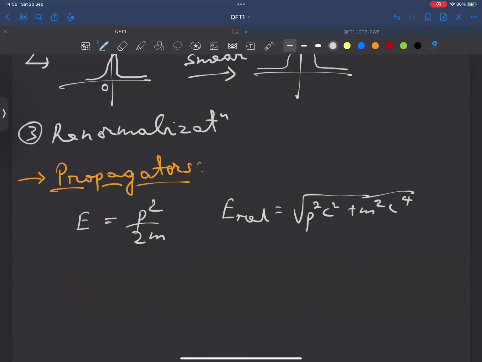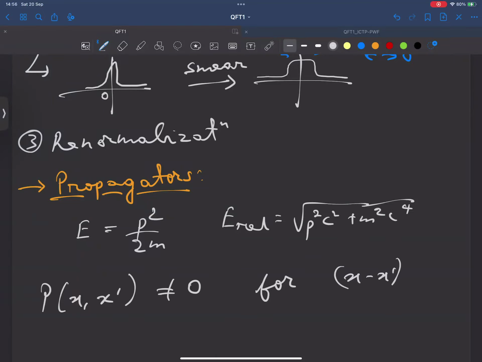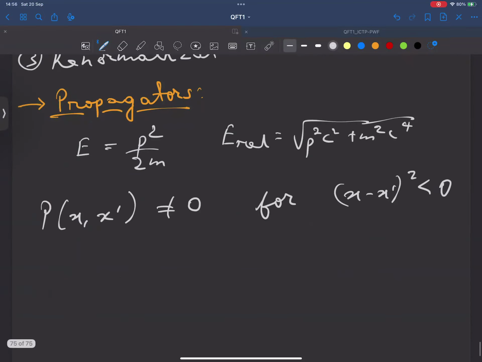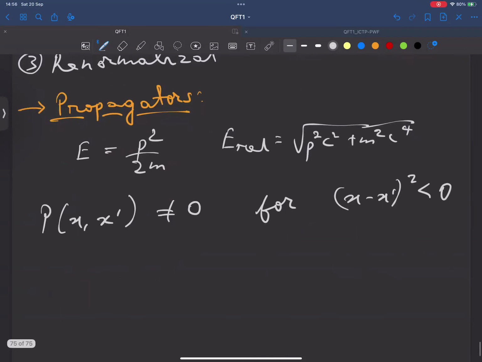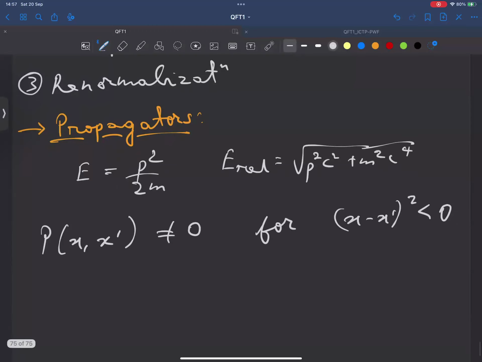I just wanted to start by saying that we have already done a propagator calculation in the beginning, where we saw that this propagator, let me call it P, between x and x prime, at space-like separated points, was non-zero, for (x minus x prime) squared negative, which is space-like separation. So in this next hour, we will see how to restore the notion of causality, because that's something we have not done. We need to make sure that our theory is causal.